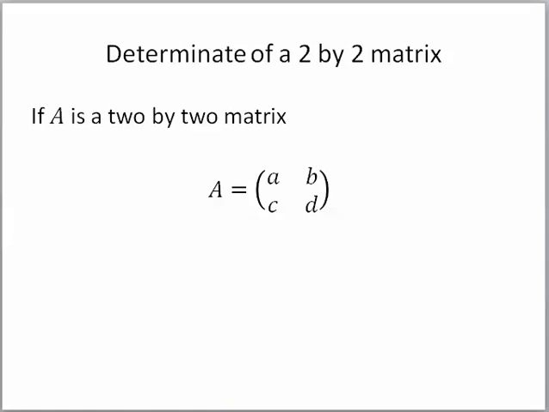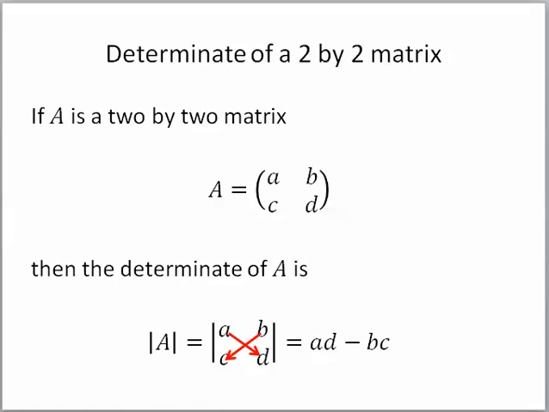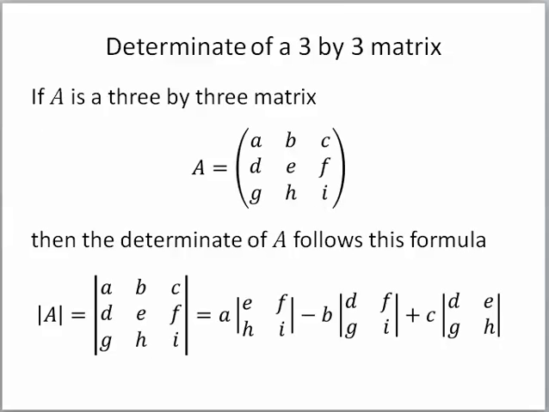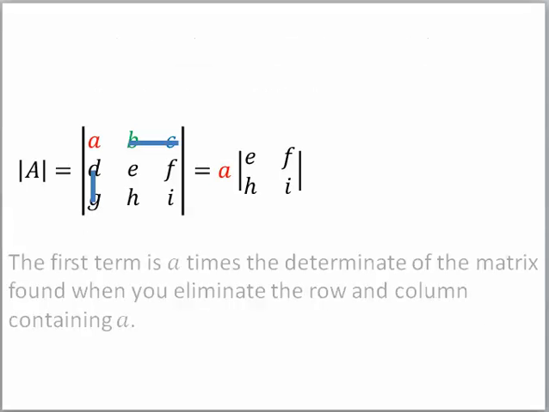If A is a 2 by 2 matrix, then the determinant of A is AD minus BC. If A is a 3 by 3 matrix, then the determinant of A follows this formula. The first term is A times the determinant of the matrix found when you eliminate the row and column containing A.